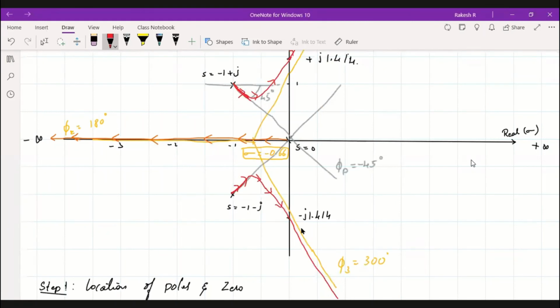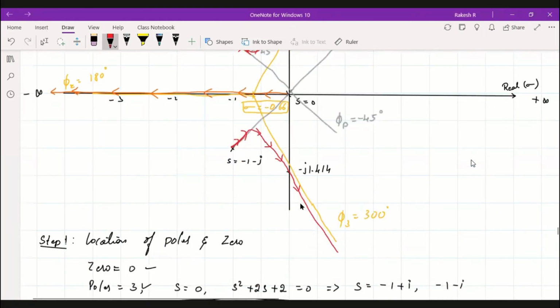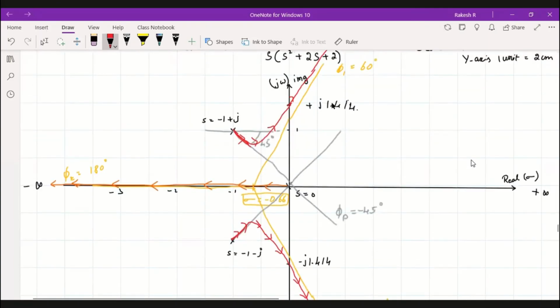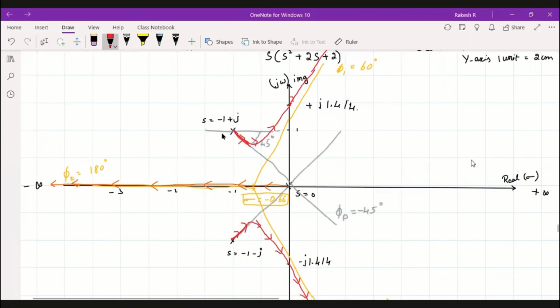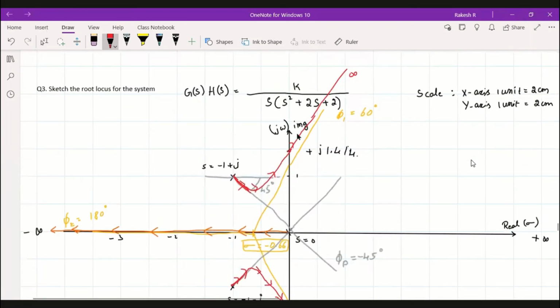This will be our root locus here. This will terminate to infinity. Similarly, this will terminate to infinity here. So the angle of departure will be with respect to minus 45, that is minus 1 plus j, and it will travel along the angle of asymptote.